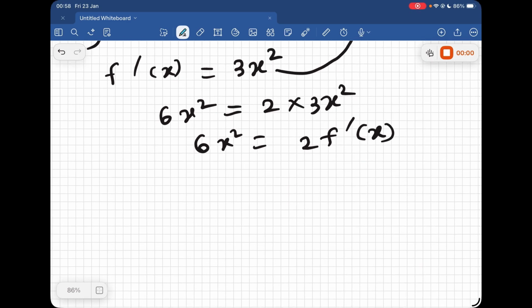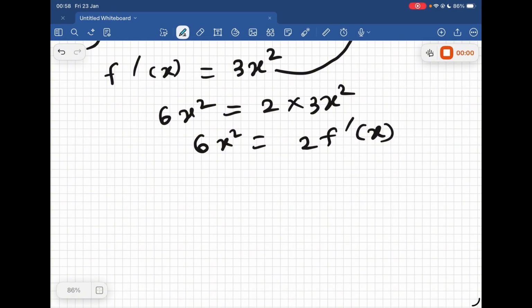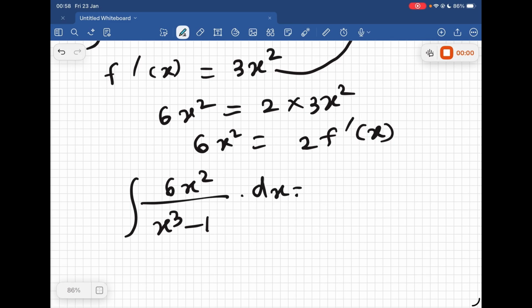Now let's apply the rule. The integral of 6x squared over x cubed minus 1 is very simple. It is 2 ln of the modulus of x cubed minus 1 plus c.